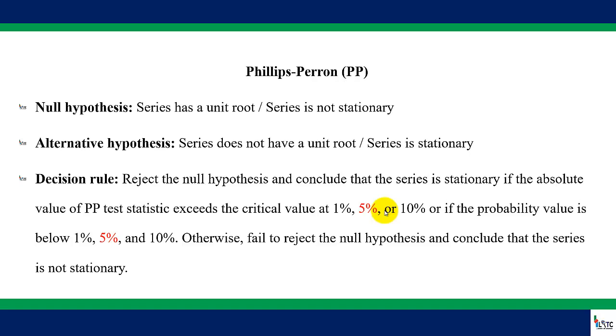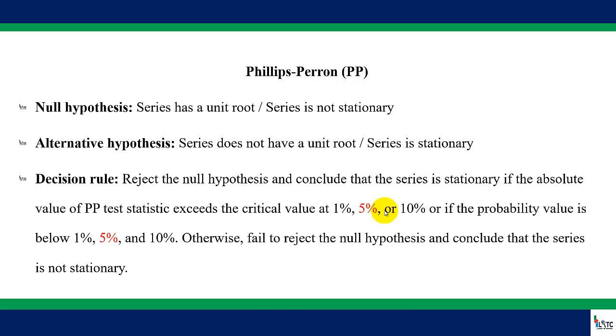For the PP unit root test, the null hypothesis is that the series is not stationary, while the alternate hypothesis says that the series is stationary. And for the decision rule as well, you have to look at the absolute value. So if the absolute value of the PP test statistic exceeds the critical value, that is 1% or 5%, you can conclude that the series is stationary.